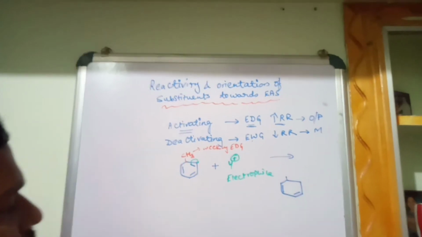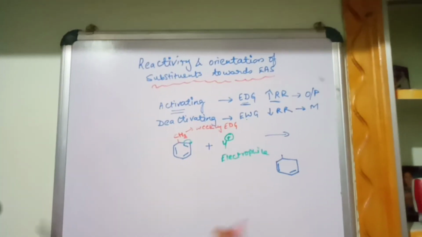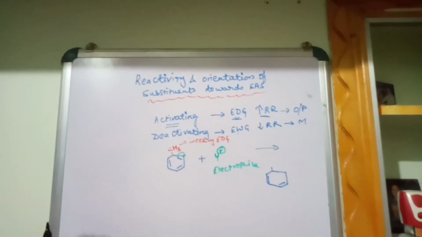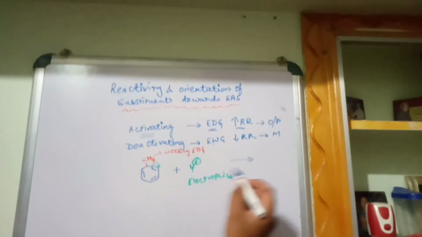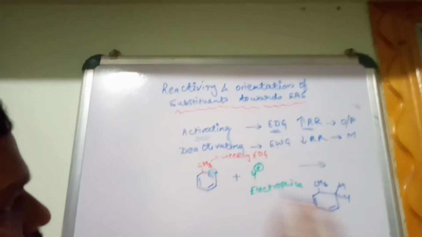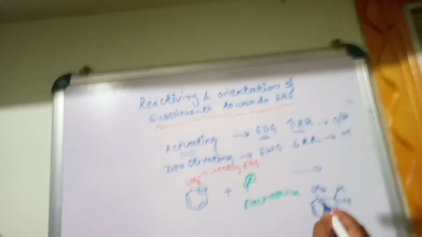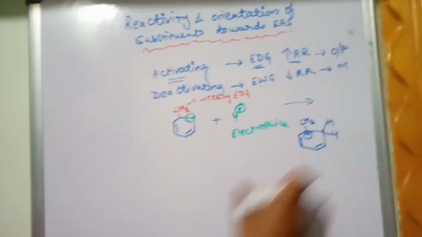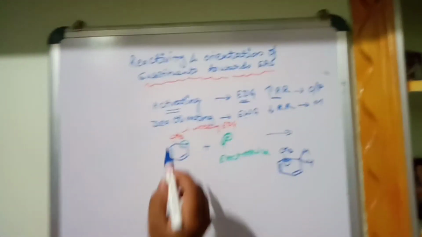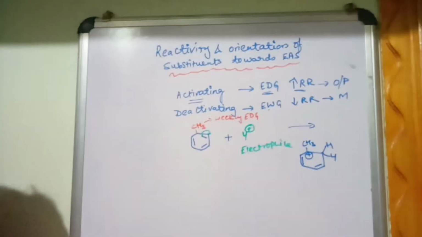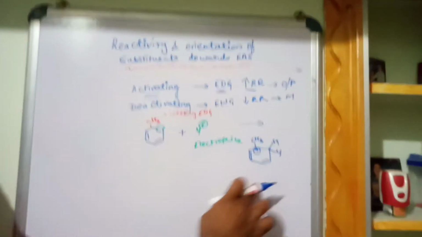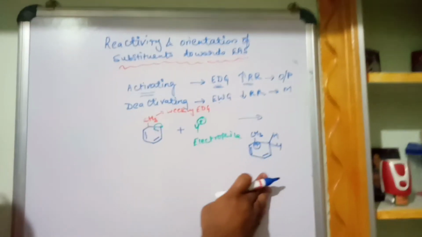Now you can see there is a methyl group. I will write with the blue marker only, just understand. There is a methyl group, and there is a hydrogen. Y is attached here. Since this carbon gave the electrons, it carries the positive charge. So this intermediate is formed; you know very well. Now, how does the methyl group activate the benzene and increase the rate of reaction?